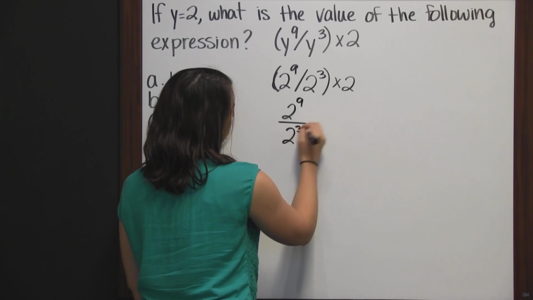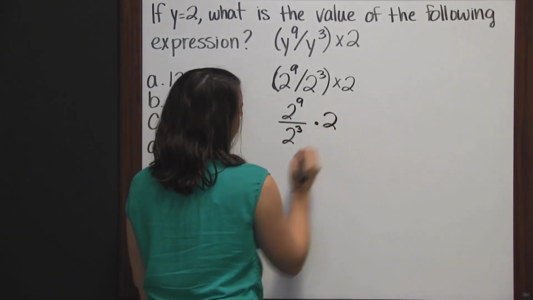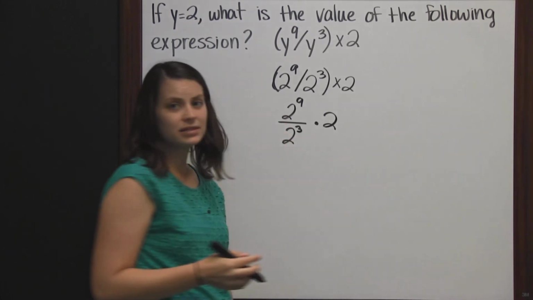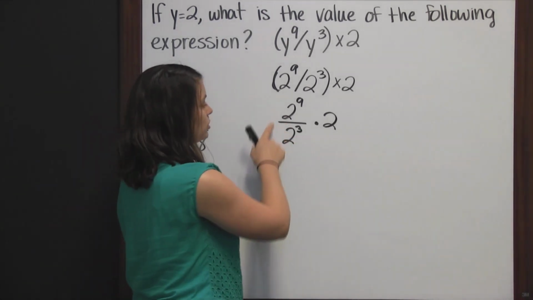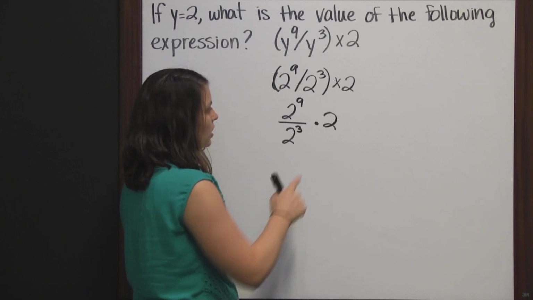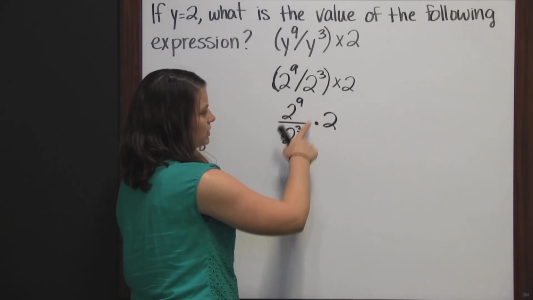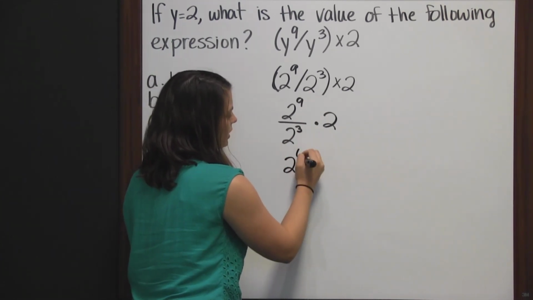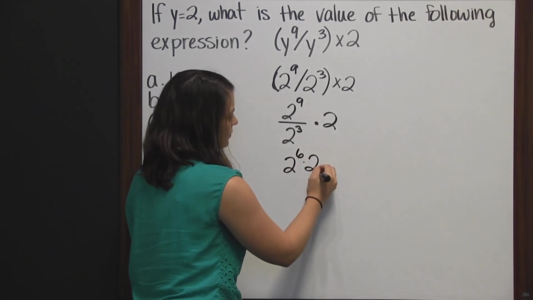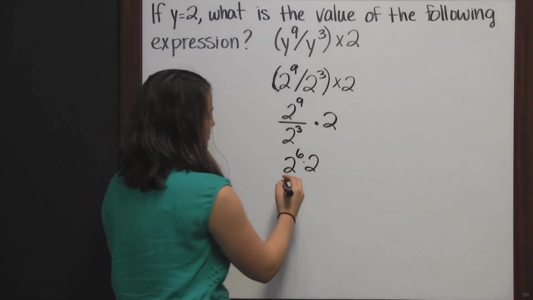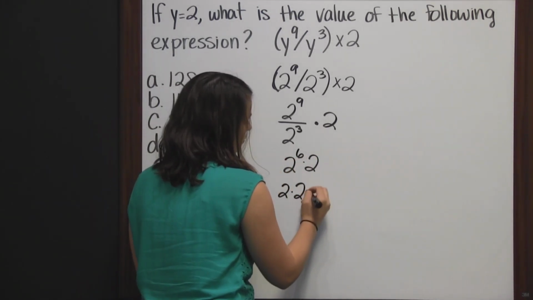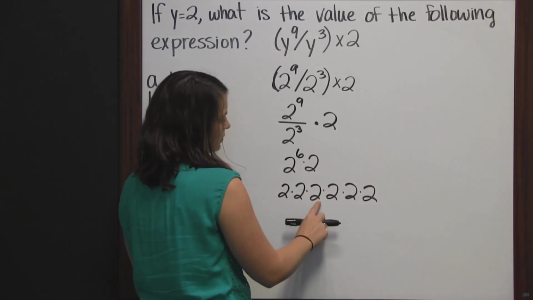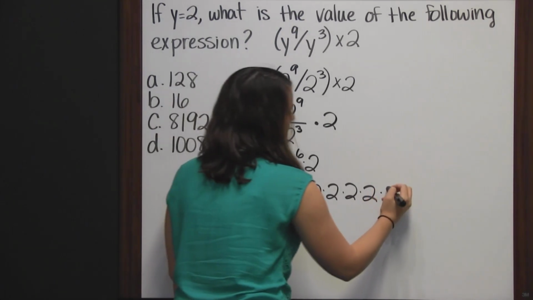I prefer my fractions to be stacked, so I'm going to rewrite this as 2 to the 9th divided by 2 cubed, times 2. When we're dividing and we have our bases the same, so in this case 2 is our base and it's the same, we simply subtract our exponents. 9 minus 3 is 6, so that's 2 to the 6th times 2. 2 to the 6th is 2 times 2 times 2 times 2 times 2 times 2. So 2 times itself 6 times, and then times 2.